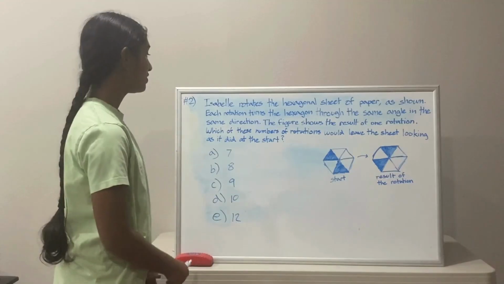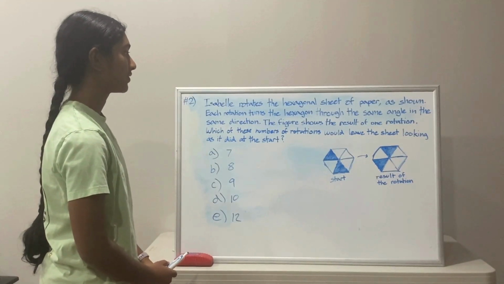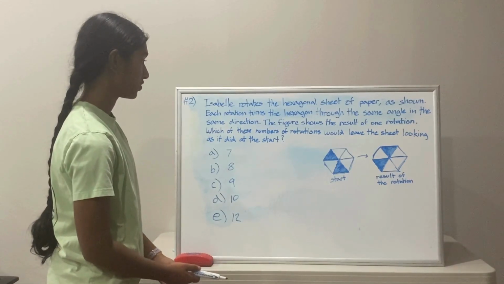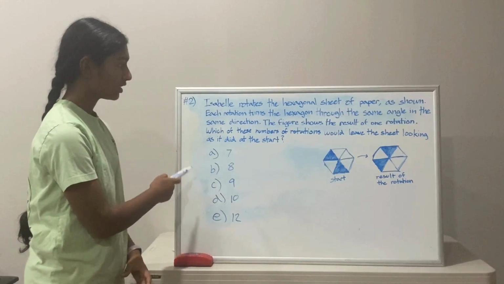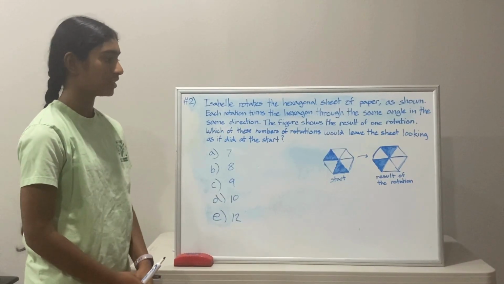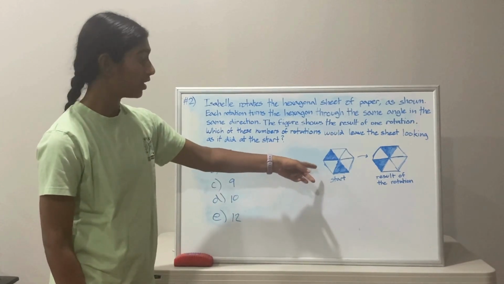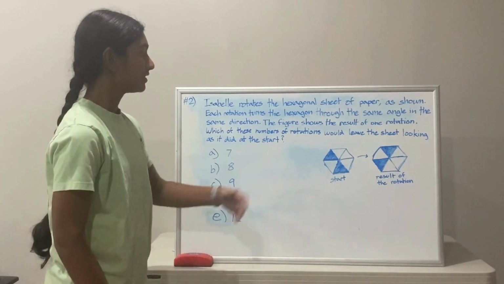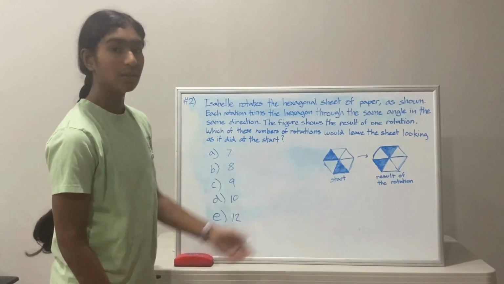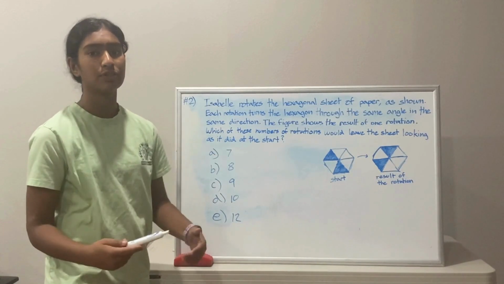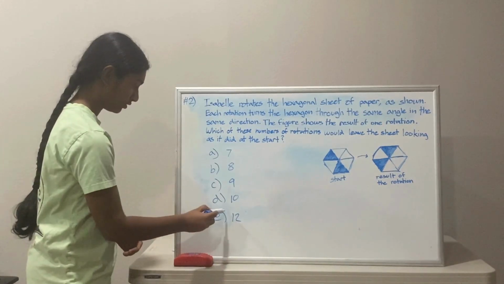Number 2. Isabel rotates the hexagonal sheet of paper as shown. Each rotation turns the hexagon through the same angle in the same direction. The figure shows the result of one rotation. Which of these numbers of rotations would leave the sheet looking as it did in the start? So we're trying to figure out how many times we need to turn this paper to get it to look like this again. Since this is a hexagon, it's got 6 sides, 6 turns would make it look like this. But 6 is not an option, so we'll have to go for a multiple of 6. And since we have 12, that's our answer. So E.